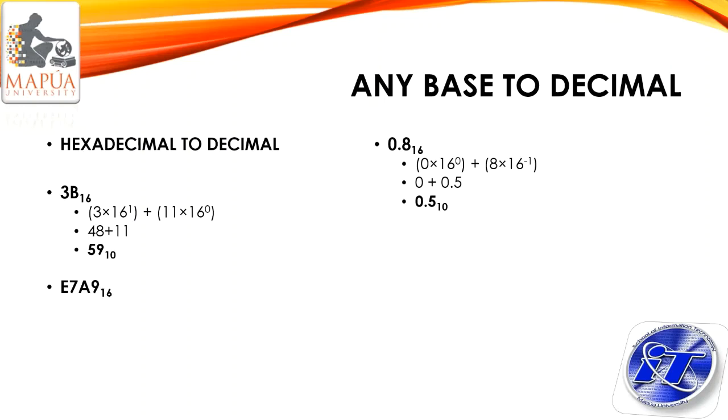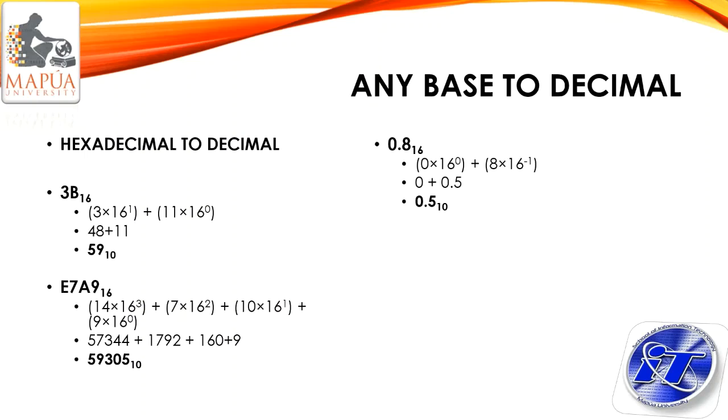Now, another example, E7A9 base 16. Again, E is 14, A is 10. So 9 will have a positional value of 16 raised to 0, A 16 raised to 1, 7 16 raised to 2, and E 16 raised to 3. Multiply, get the sum of the products, and we have 59,305. So this will be our answer.